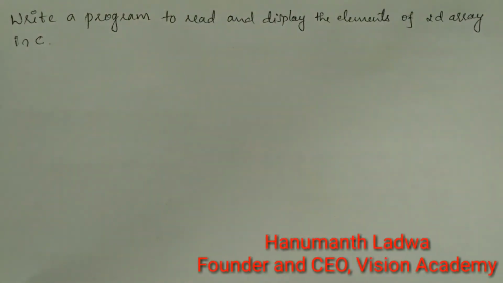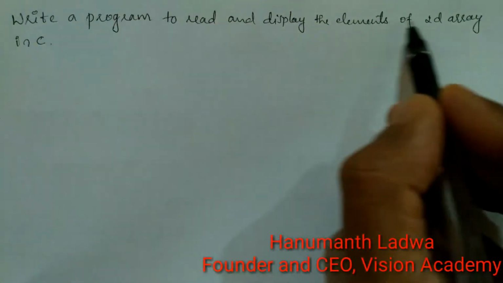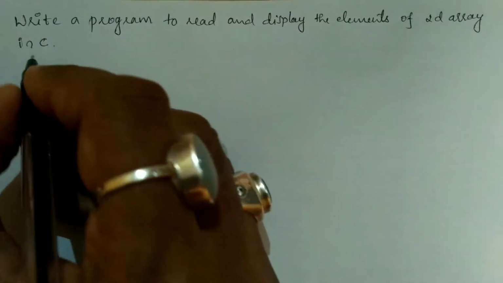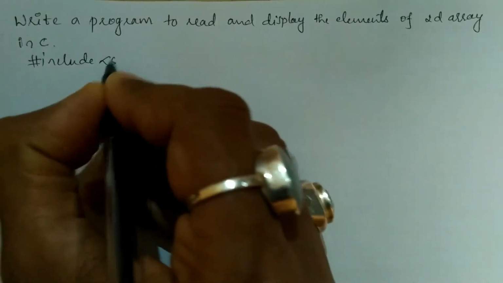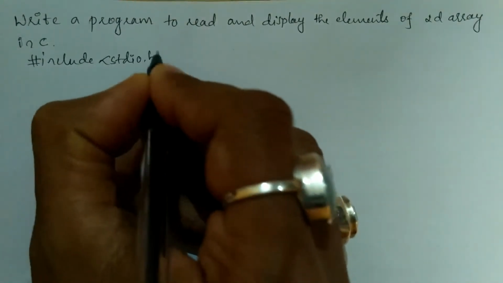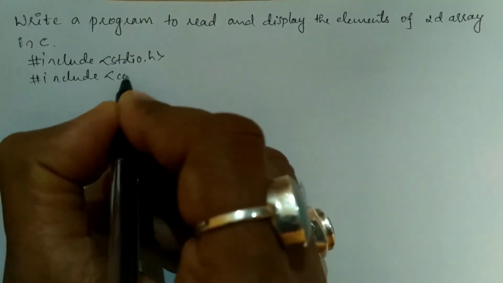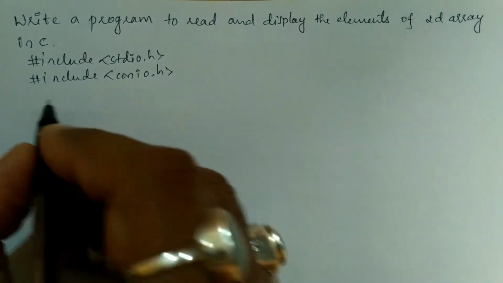My name is Hanmant Ladwa and in this video we are going to write a program to read and display the elements of a 2D array in C. Let us write the preprocessor directives: #include <stdio.h>, the standard input output header file, and the next preprocessor directive, #include <conio.h>, the console input output header file.